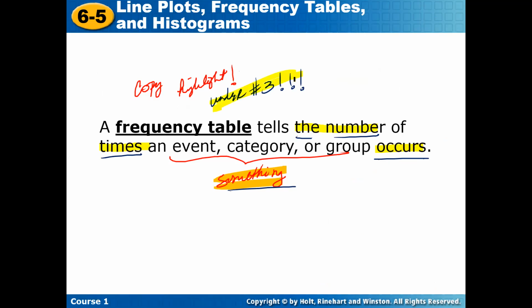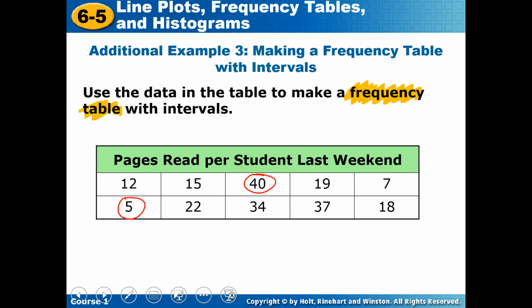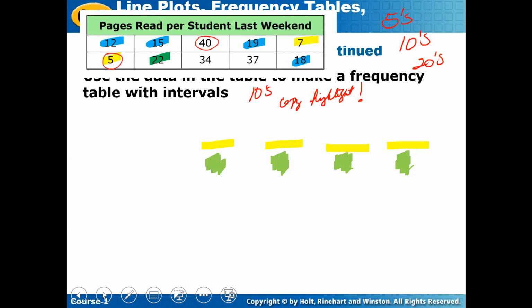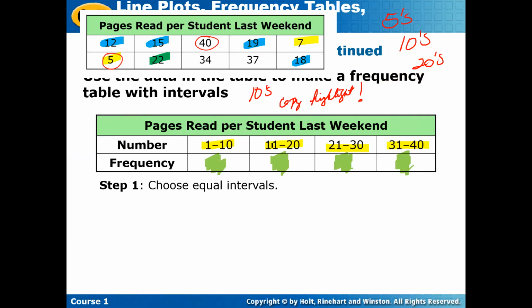Next one, under number 3, a frequency table tells the number of times an event, category, or groups occur, or basically something that occurs. So we're going to be right over here. So these are the number of times that people read in a class over the weekend, or pages, I should say. So if we're going to make a histogram, let's break down the pages between 1 to 10, 11 to 20, 21 to 30, 31 to 40.